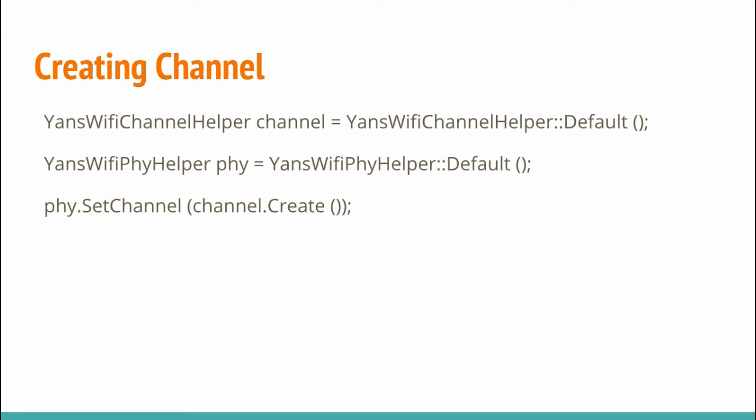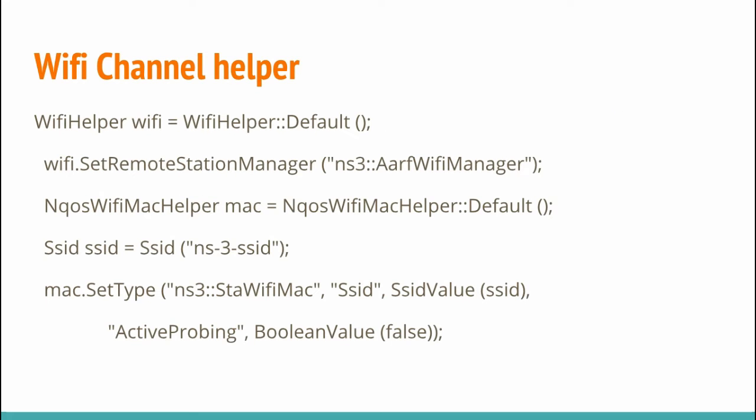The path, the communication link, is called a channel. That channel can be created using the YANS Wi-Fi channel helper, and using that we have created the channel between the Wi-Fi nodes. With the Wi-Fi channel helper, we are going to set the attributes in it, and this is done in these 3 lines of code.